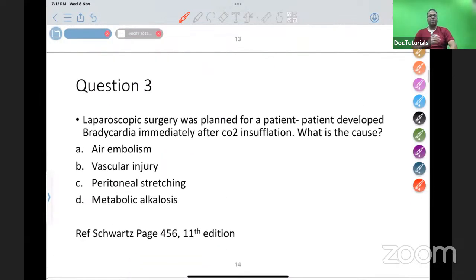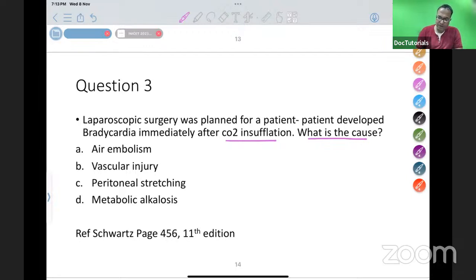This is also another repeat question. Laparoscopic surgery was planned for a patient. The patient presented with bradycardia immediately after CO2 insufflation. What is the cause of this? It is one of the common complications of laparoscopy. The anesthetists will always be very alert with this type of complication. What is the complication shown here?